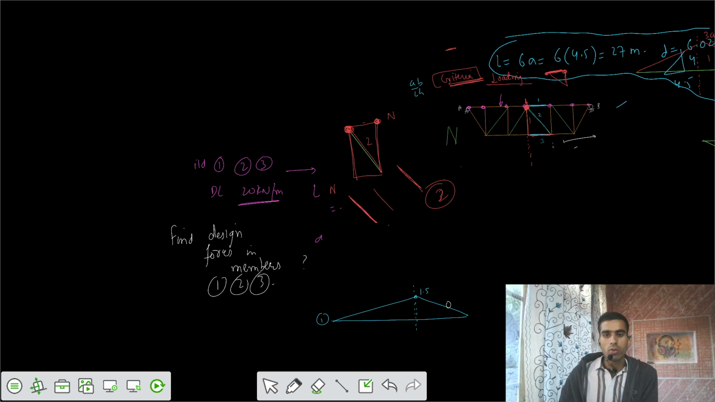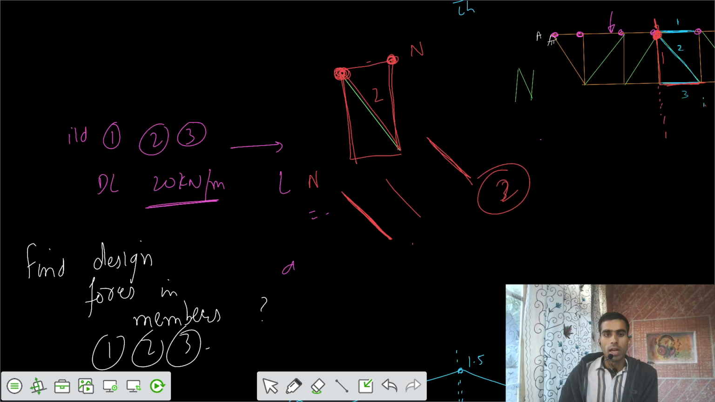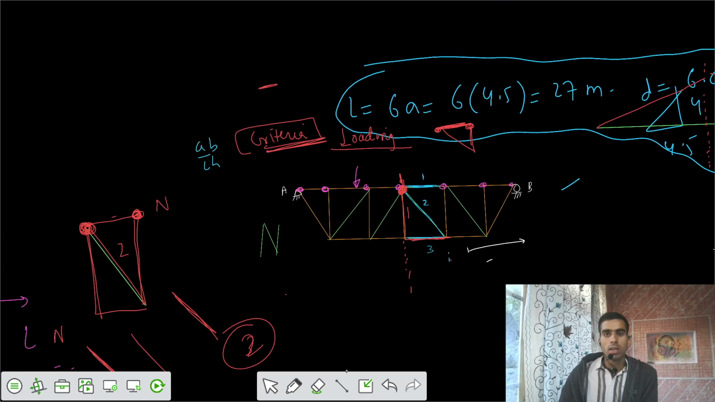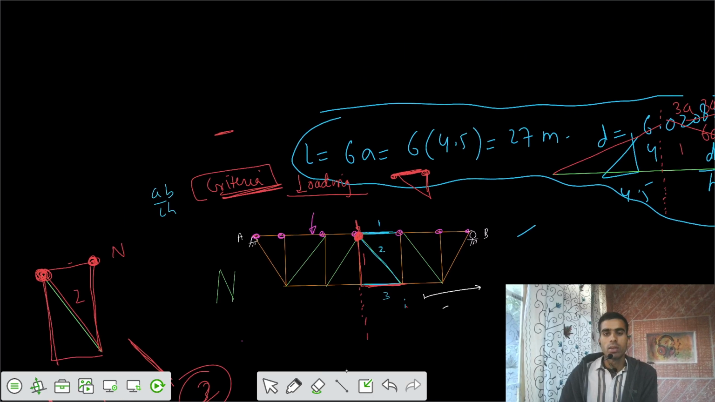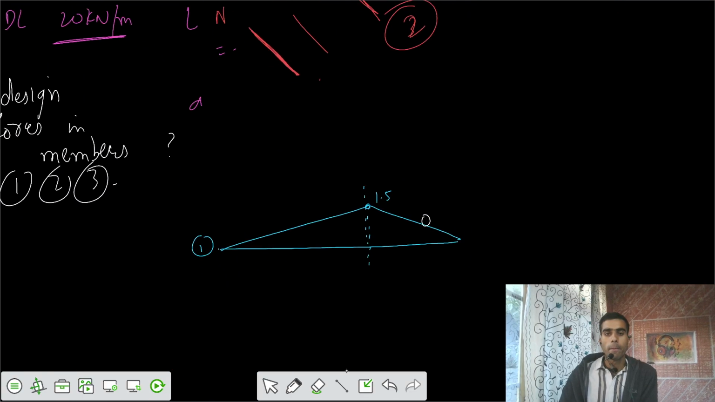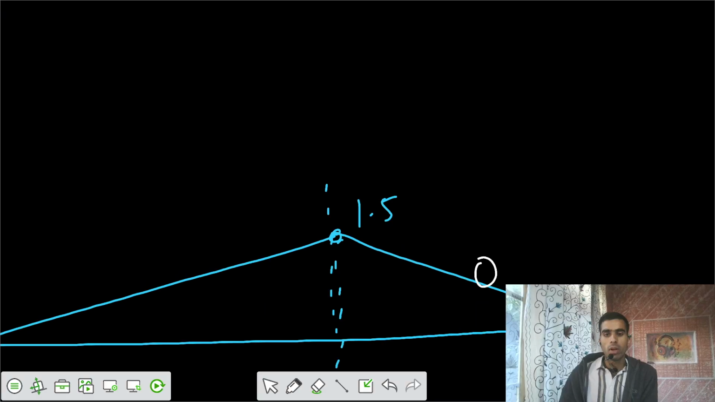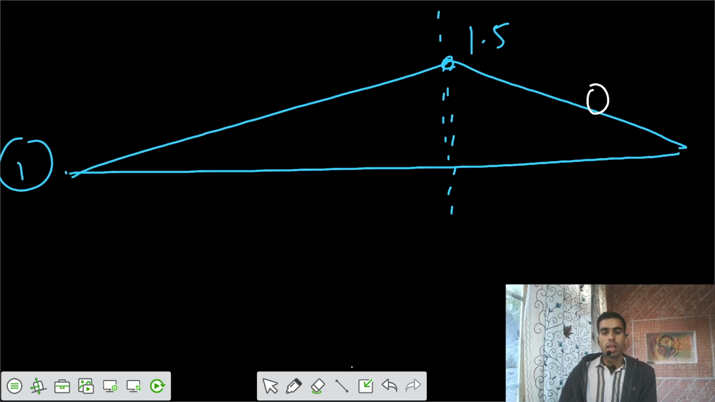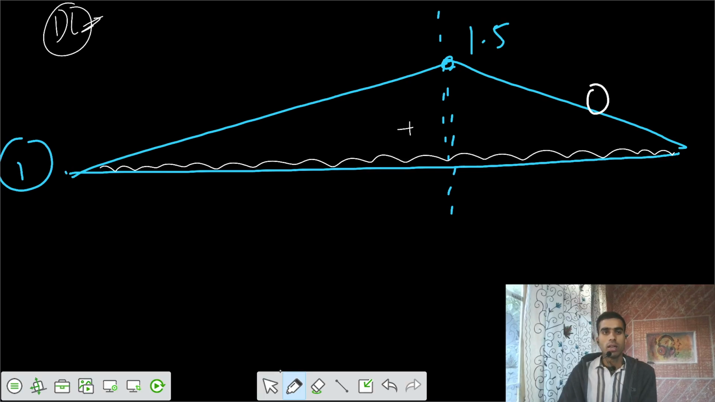Dead load is 20 kilonewton per meter, and total length is 27 meter, 6 times 4.5. We got the P coordinate for the member 1, and total length was 27 meter. So for the dead load, we have to place the dead load for the entire part, because dead load can't go anywhere. So dead load for the entire part.